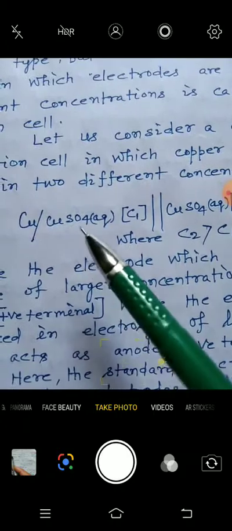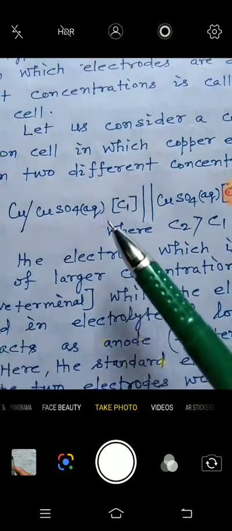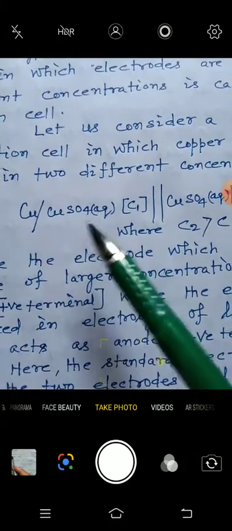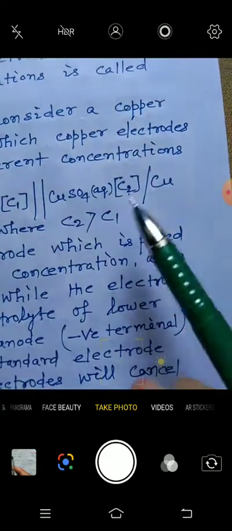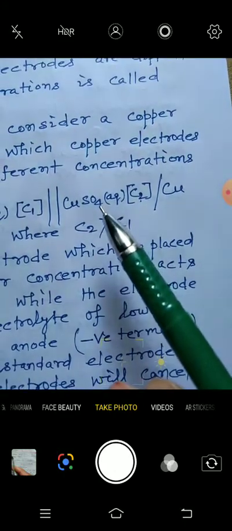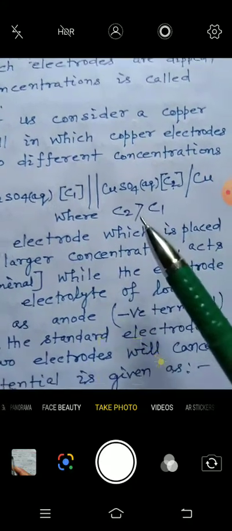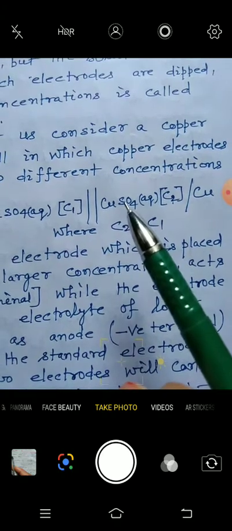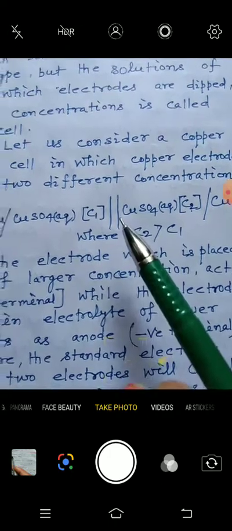Here you can see the representation of a concentration cell, in which for the anode the concentration of the solution is C1, and for the cathode the concentration of the solution is C2, where C2 must be greater than C1. Always the concentration of the solution of the cathode should be greater than the concentration of the solution of the anode.